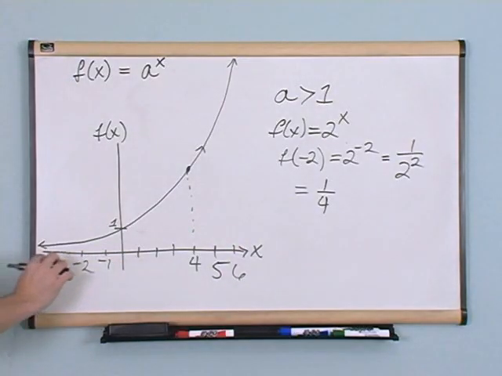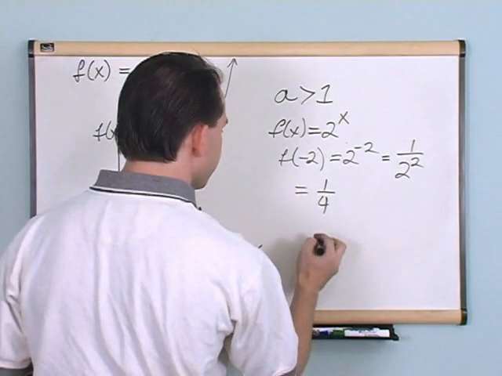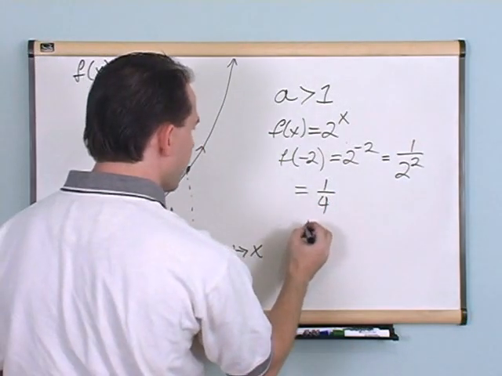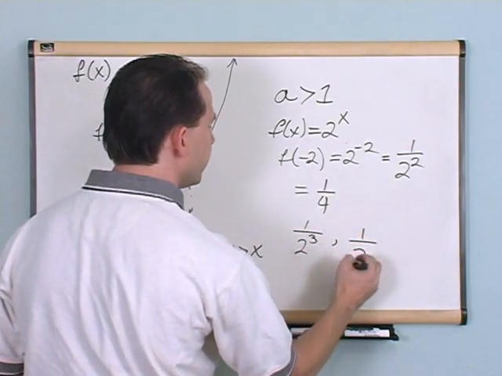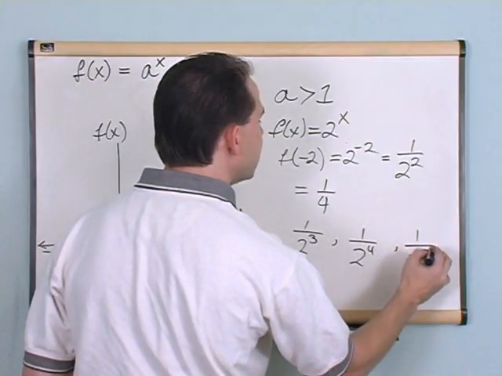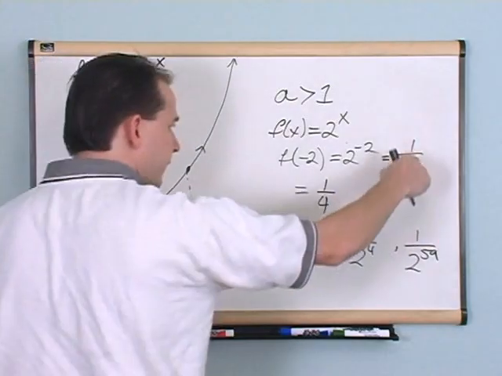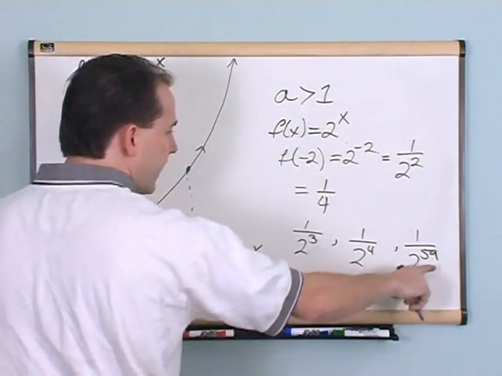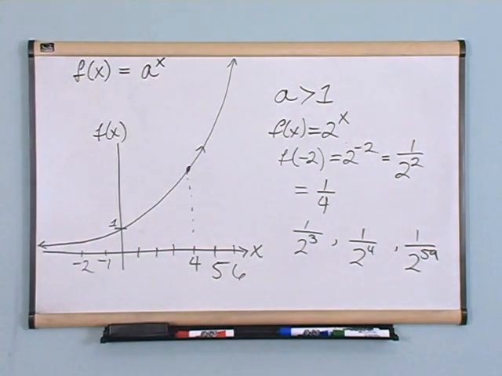And as you go more and more to the left, this number is going to get bigger. So as you go this way, it'll be 1 over 2 to the 3rd, and then 1 over 2 to the 4th, and then eventually 1 over 2 to the 59th, okay? And you can see that as you get more and more negative, since it's forcing it into the denominator, the denominator is going to get very big, which is going to drive the whole thing very close to 0. Eventually you're going to be out here and it's going to be extremely close to 0.